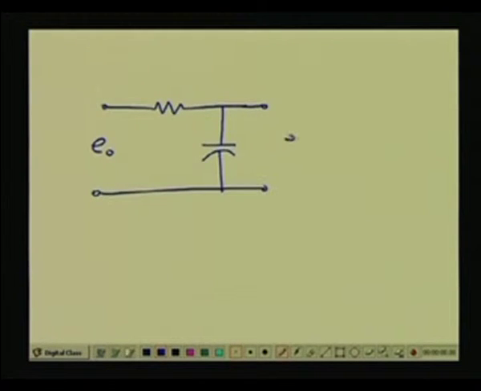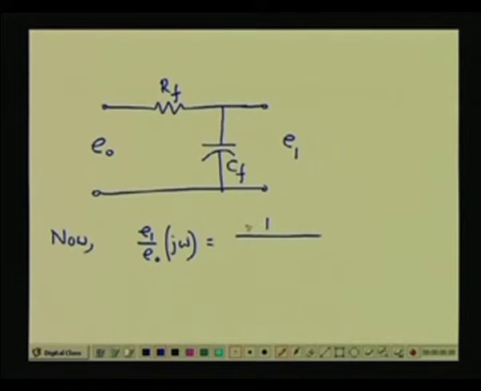This input is coming from the phase sensitive demodulator output. These outputs we designate as E1, and this resistance is RF, and this capacitance is CF. Let us choose that. Now, as you know, E1 by EO (j omega) will be given by 1 upon j omega RF CF plus 1.